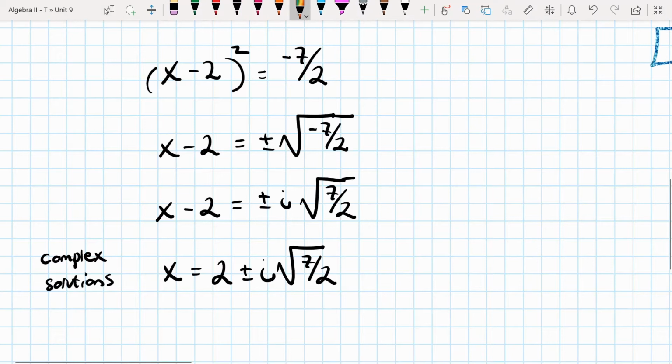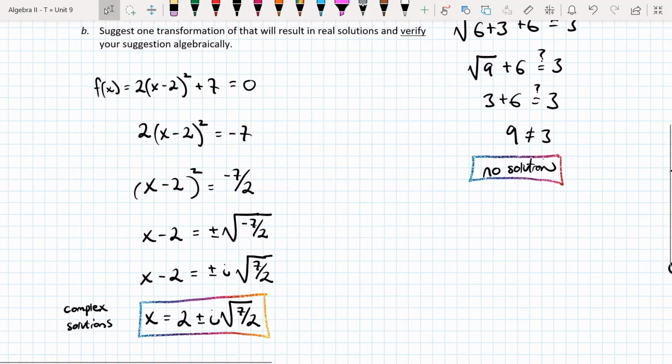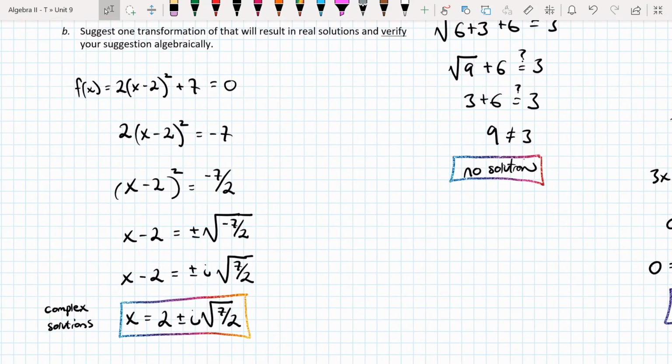What would we do to transform this function up here so that the solutions aren't complex? Well, if the solutions are complex, that means the function does not cross the x-axis. So imagine we have this function here. I'll just draw a little sketch. The vertex is 2, 7, so it looks something like this, maybe.